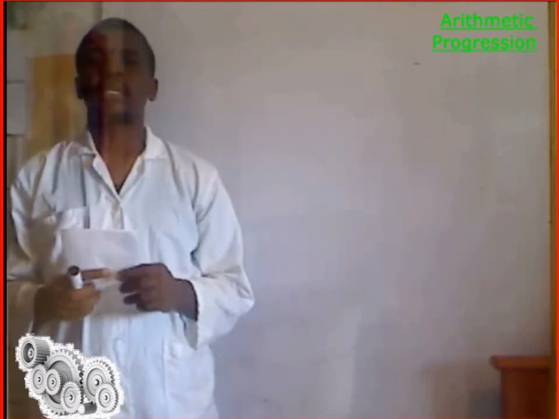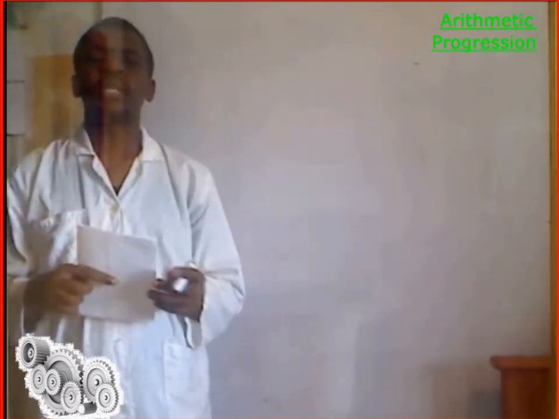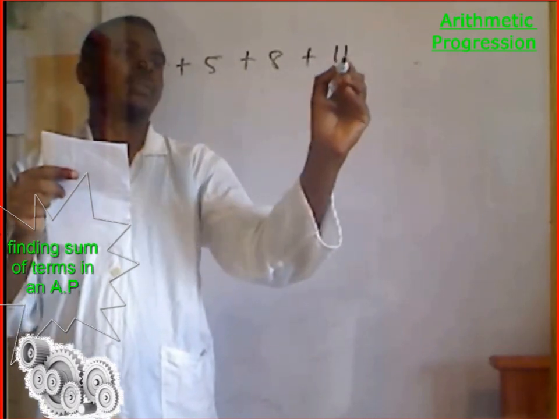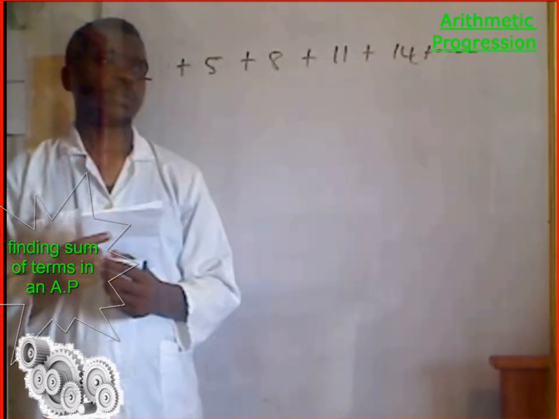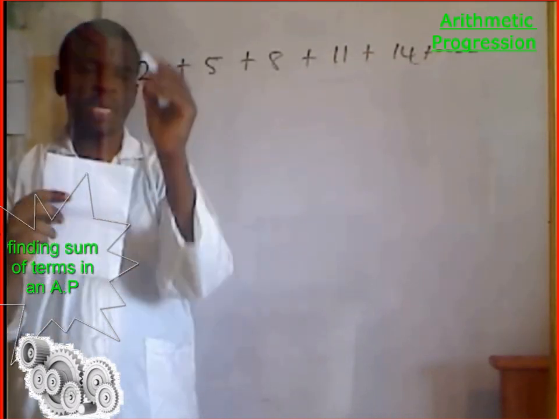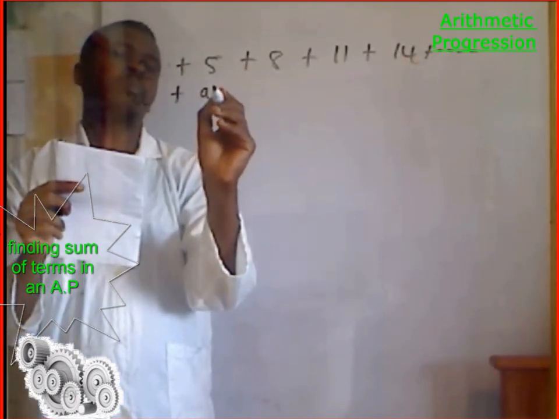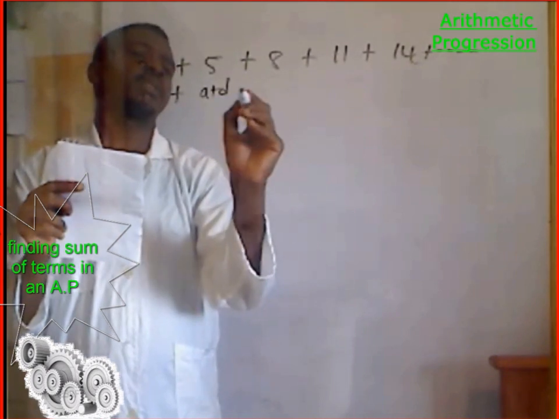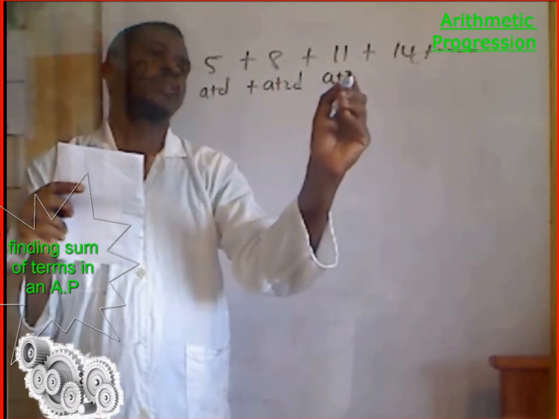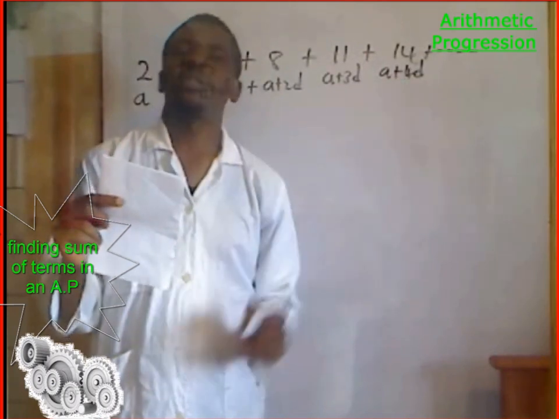We shall now look at the sum of arithmetic progressions. Let's start by considering the series. Considering the series here, this is our first term, and our first term is given by A. This is A plus D. This is A plus 2D. This is A plus 3D. And this is A plus 4D.